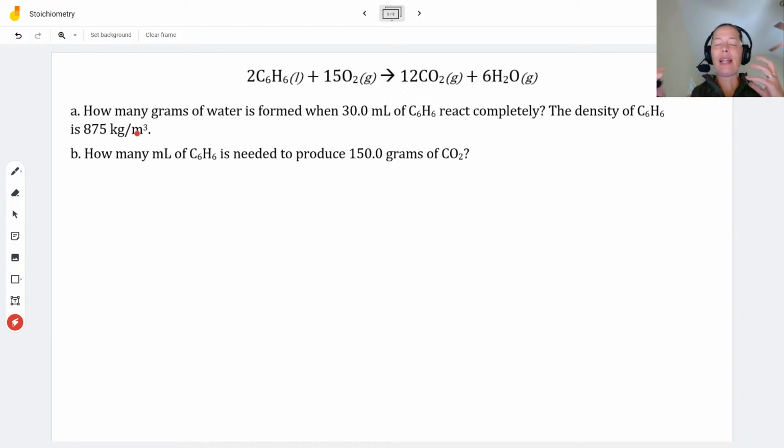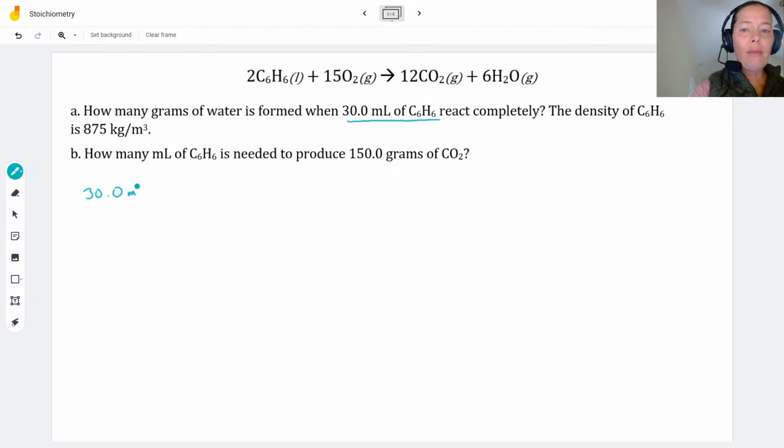And I like to at least roughly plan this out in my mind before I start putting pen to paper. But some people like to just start putting pen to paper and working the problem like that. Again, whichever way your brain works best here. Okay, so let's start with what we're given. We've got 30 milliliters of benzene, so we're going to start with that. So 30 milliliters of benzene.